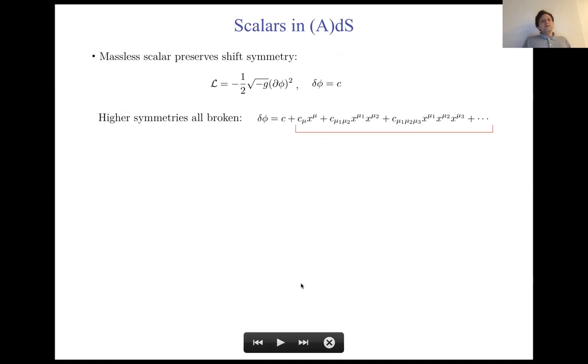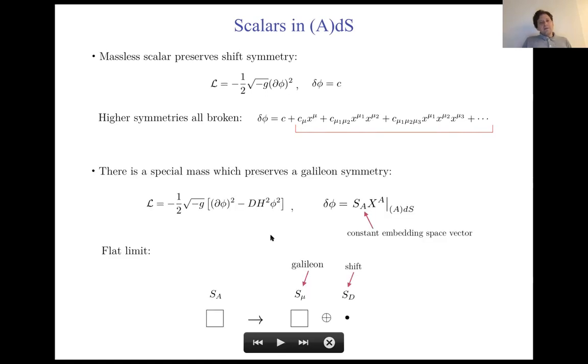Okay, so let's start with the scalars. So if we have a massless scalar now on de Sitter space, so now this is the massless Lagrangian on de Sitter, it still has a shift symmetry. Putting it on de Sitter space doesn't spoil the shift symmetry, at least with just the kinetic term here. But the higher symmetries, the higher shifts and higher powers of x are all broken. So this now only has the shift symmetry.